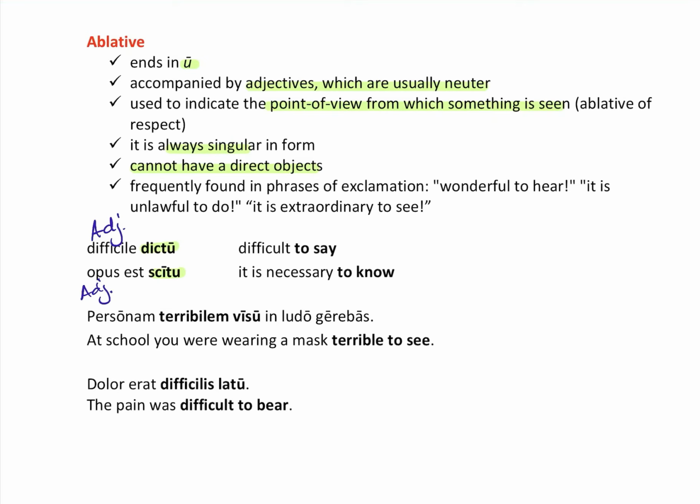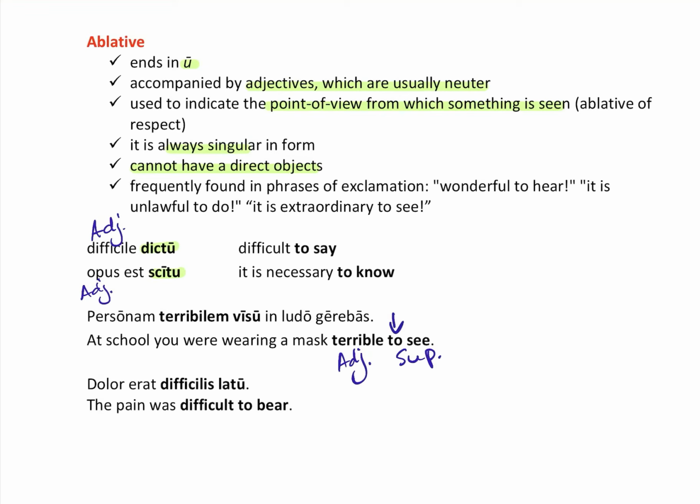Let's take a look at a couple others. Personam terribilem visu in ludo gerebas. At school, you were wearing a mask. Here's our adjective, terrible. Here's our supine, again with the "to," right? Which is always translated as to see. It was terrible to see.